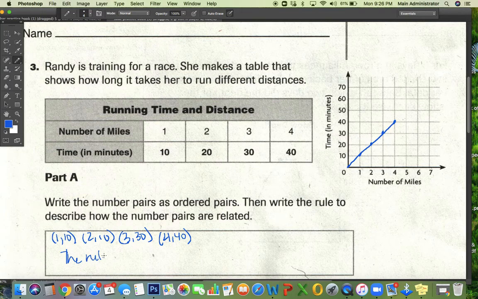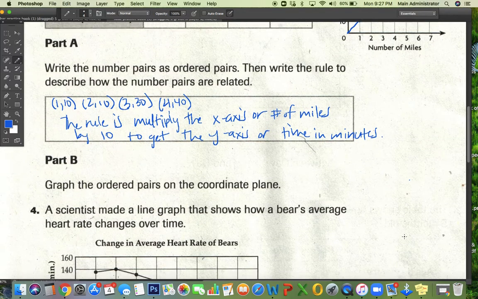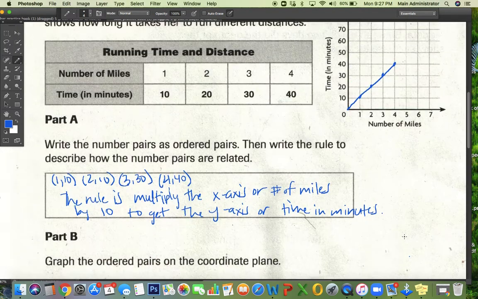So the rule is you multiply the x-axis, or number of miles, by 10 to get the y-axis, or the time in minutes. Okay, let's take a look at part B. Graph the ordered pairs on the coordinate plane. Oh, we did that. Lovely.